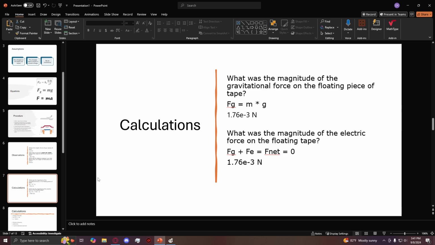What was the magnitude of the electric force on the floating tape? That should be the same since F net is equal to 0, and the only forces are the electric force and the force of gravity.